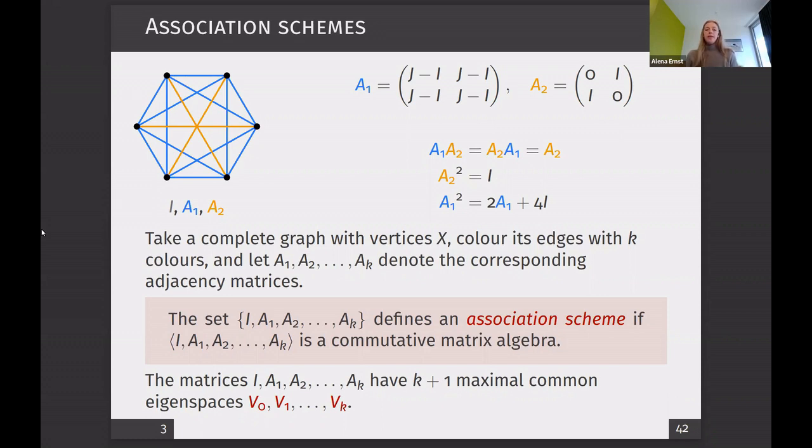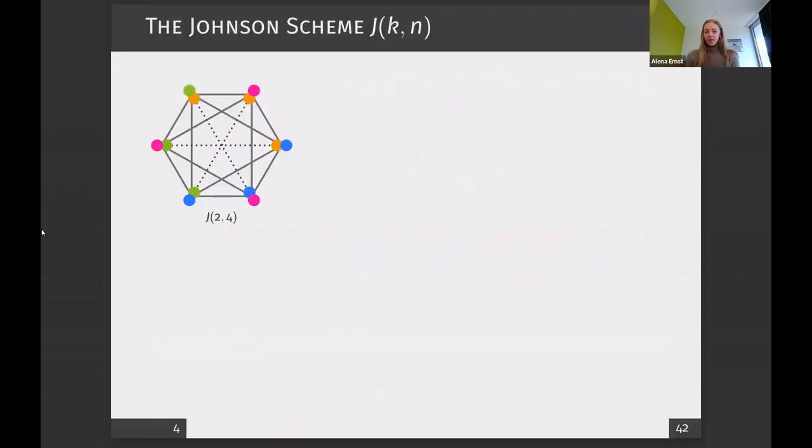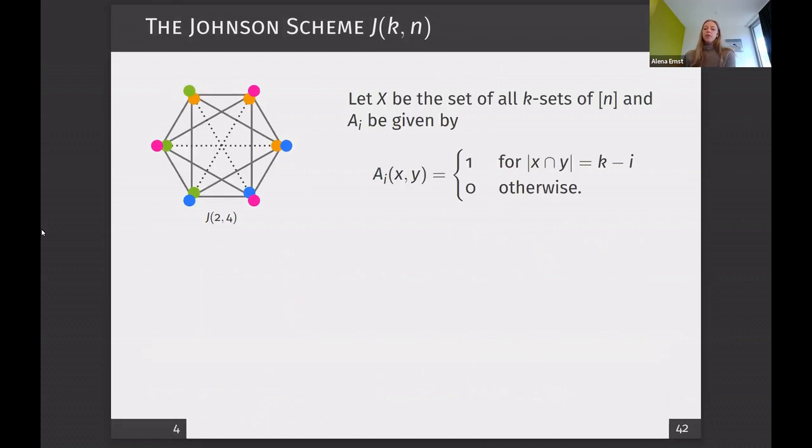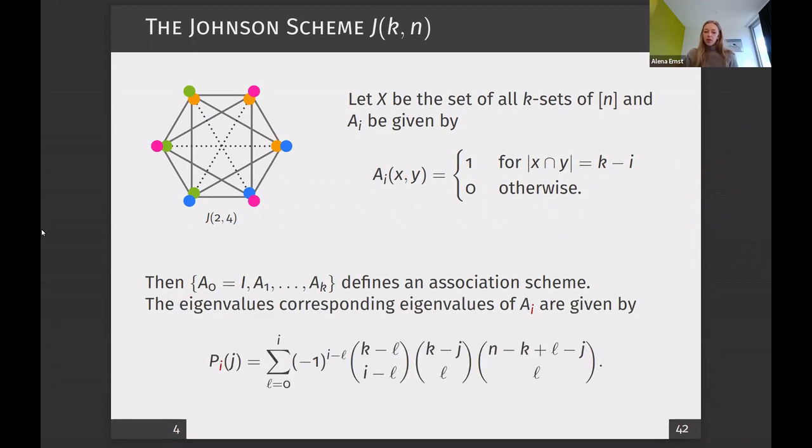Okay. And the association scheme that you see here on the top of the slide is a special one because it is indeed the Johnson scheme. So for general k and n, the vertices are given by all k-sets of an n-set, and the adjacency matrices are given by the following that you see here. So we take the intersection of 2 k-sets. So this gives us an association scheme, and we can even write their eigenvalues down. So for different j, we get the eigenvalues p_ij corresponding to the adjacency matrix A_i.